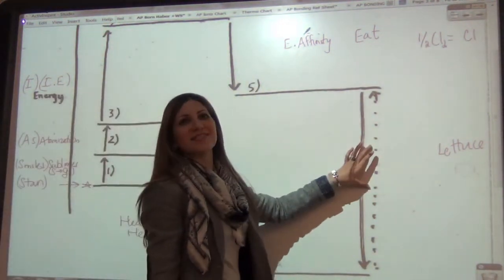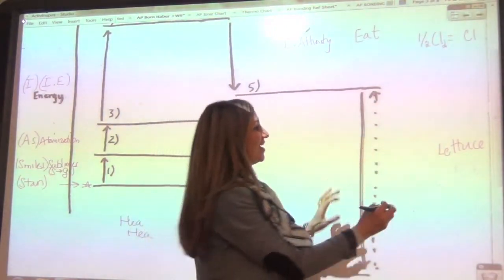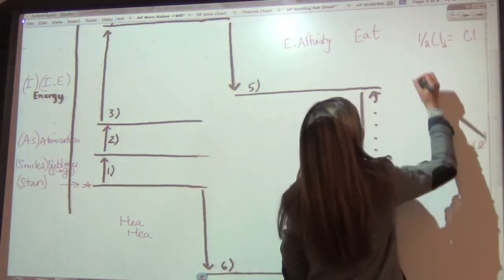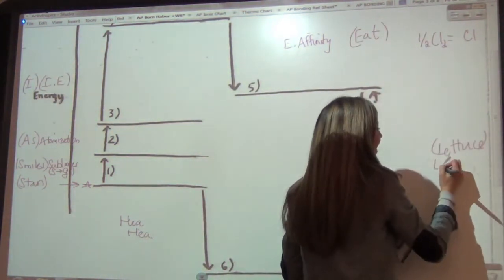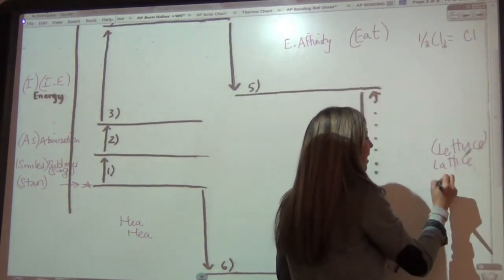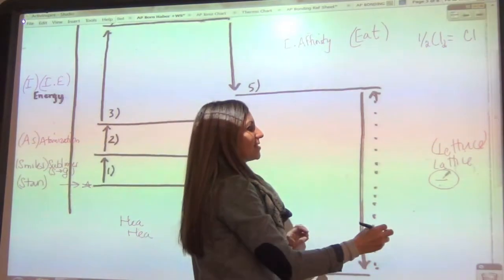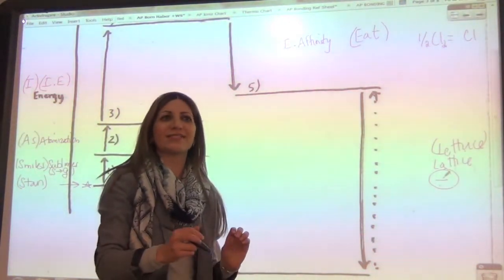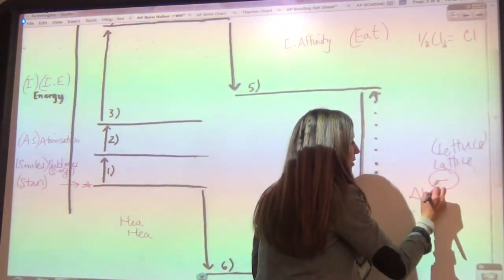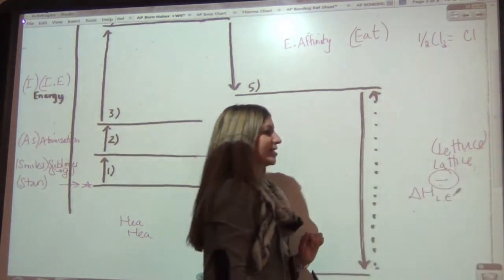And the last thing is lattice, which we're going to say is lattice energy. But it's the negative of the lattice energy, okay? And lattice energy is typically written as delta H and then LE for lattice energy.